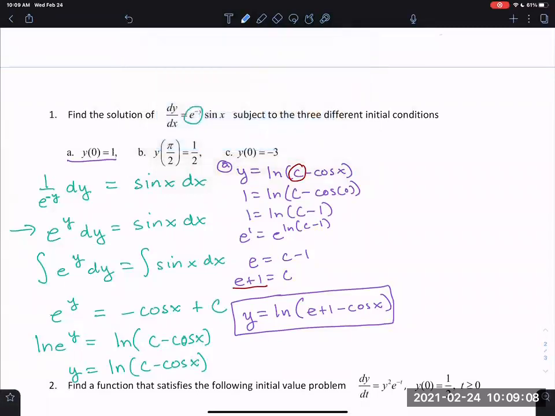Okay, B. So let's go with B. If we start out with y equals ln of c minus cosine x, B is y of pi over 2 is equal to 1/2. So my y value is 1/2. Natural log of c minus cosine of pi over 2. Cosine of pi over 2 is 0, right?